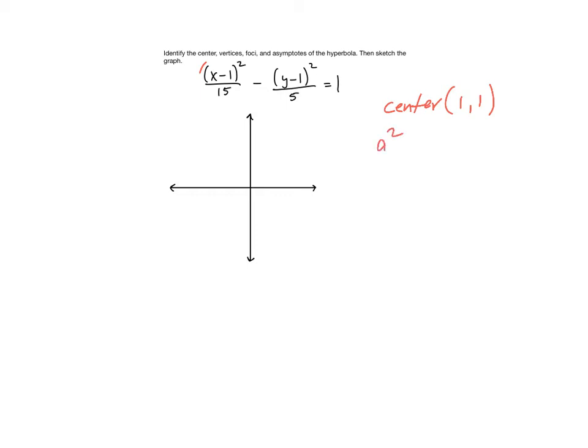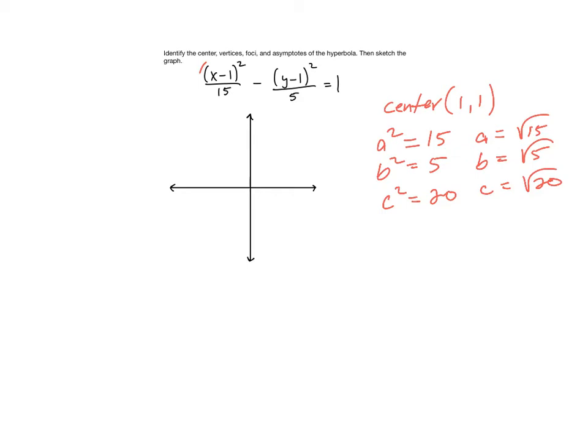A squared is the denominator under our positive fraction, so a squared is 15. A is equal to the square root of 15. B squared is equal to 5, so b is equal to the square root of 5. And c squared is equal to 20, so c is equal to the square root of 20. Don't worry about the radicals, we're just going to leave them as such. Don't worry about reducing them or getting decimal values, just leave them as radicals.